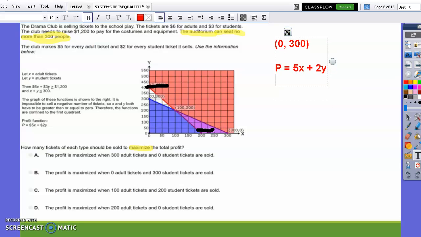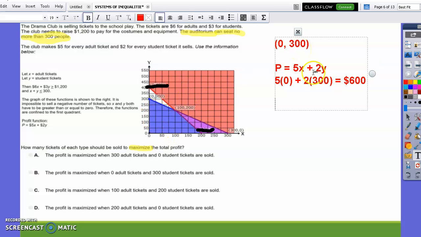So I'm just going to substitute in 0 for x, 300 for y. So 5 times 0 plus 2 times 300 equals 5 times 0 is 0, 2 times 300 is 600. So this profit would be $600 if they sold to 0 adults and 300 students.